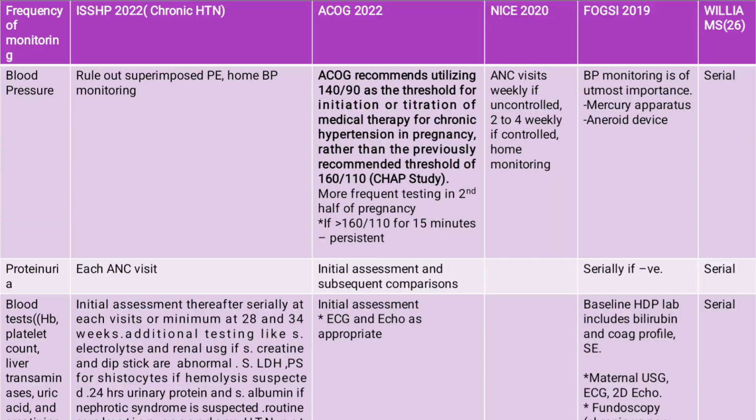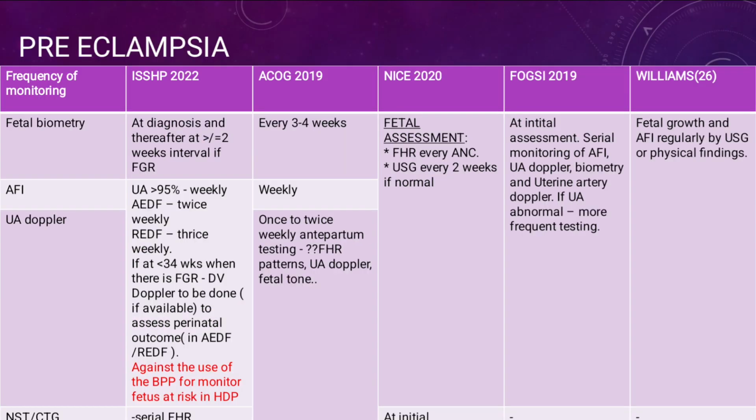Then preeclampsia, fetal biometry, a diagnosis. Then every 2 weeks, same thing. ADF twice weekly, thrice weekly, and if at less than 34 weeks there is FGR, you have to do Doppler to assess perinatal outcome. IDF again, they are against the use of biophysical monitoring. ACOG is almost the same. And NICE 2020: FHR every ANC, ultrasound every 2 weeks if normal.